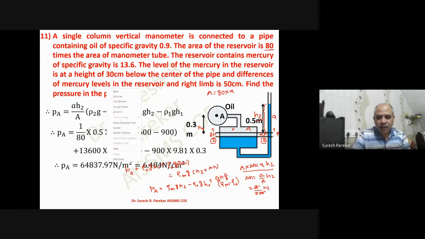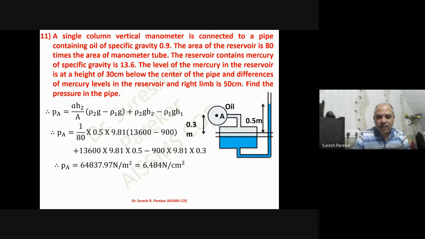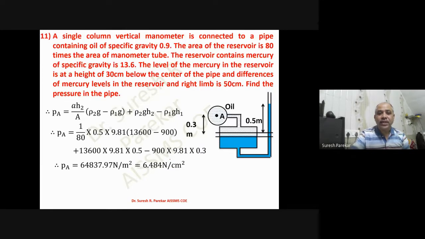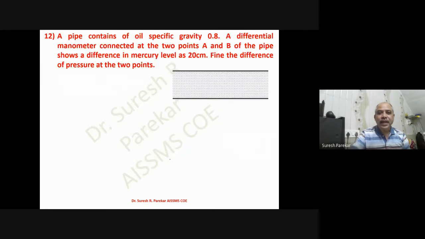That is equal to, now I will just rub all this, whatever I have written over here, so that you can see this, into 64,837.97 Newton per meter square, and then converted it into Newton per centimeter square. And then we have to find the pressure difference between two points A and B, and now we are in this fashion. So this is given as 0.2.